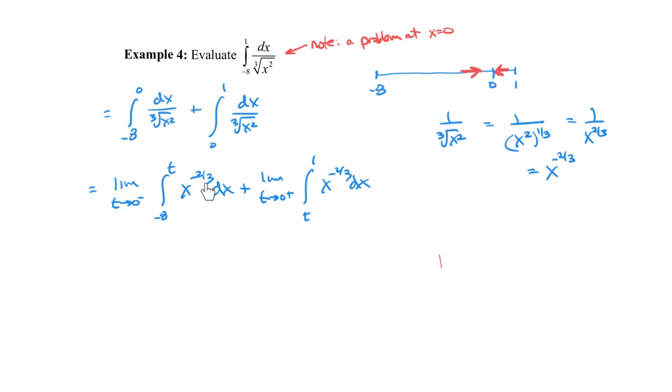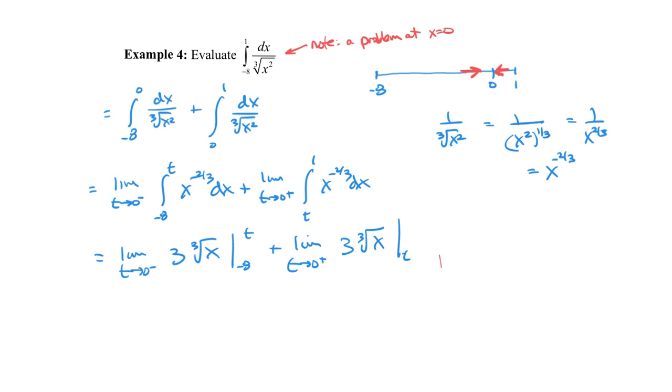So negative 2/3 goes up by 1, so we have negative 2/3 plus 1, which is like negative 2/3 plus 3/3, which gives us a positive 1/3. Then we divide by 1/3, which is like multiplying by 3. So we end up with the limit as t approaches 0 from the left of 3 times x to the 1/3, which I'm going to write as the cube root of x, from -8 to t. Then plus the limit as t approaches 0 from the right, and again we have the same answer here, this time from t to 1.